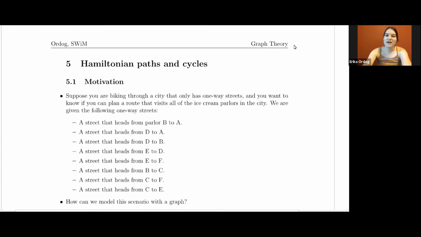Welcome back for Lecture 5. Today we'll be talking about Hamiltonian paths and cycles and directed graphs. So let's get started with this problem.